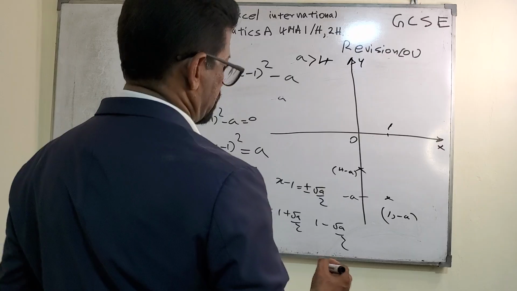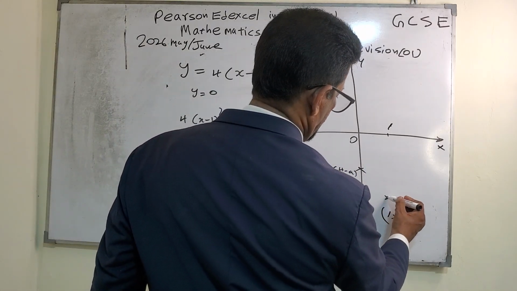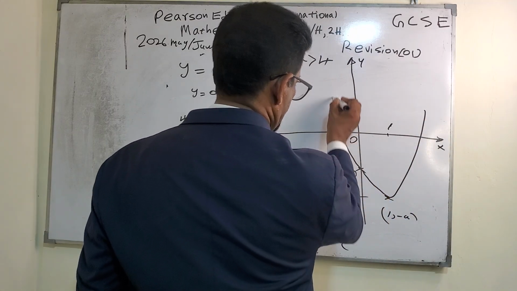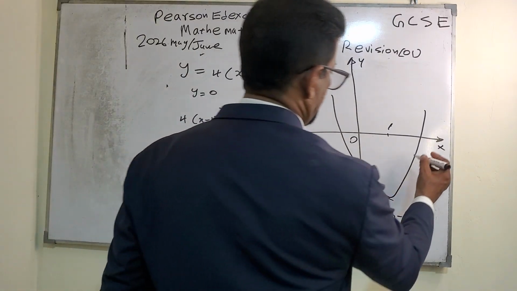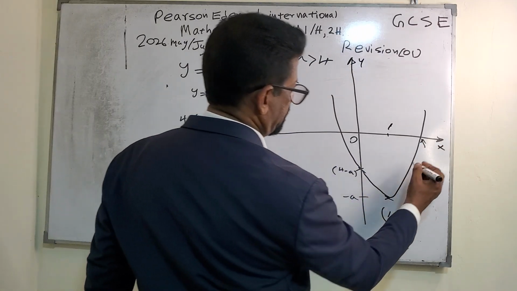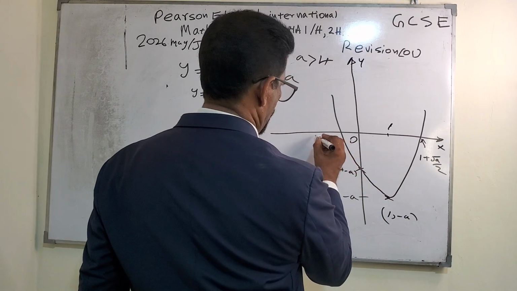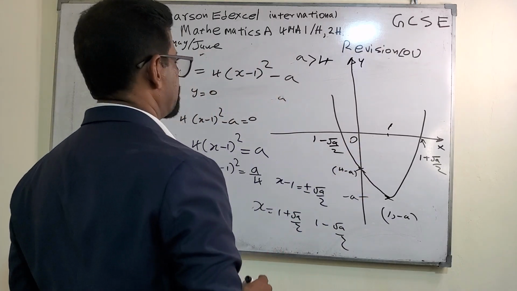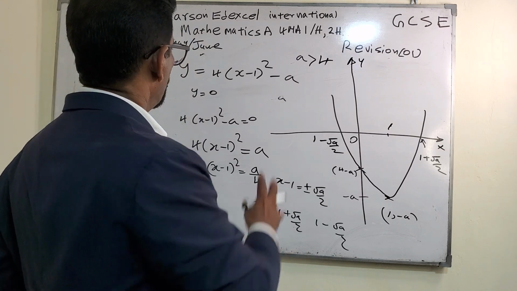So your graph is a minimum graph, and the shape looks like this, with the x intercepts at 1 plus root a over 2 and 1 minus root a over 2. Now this is the question's answer. Not hard. Again I explain.